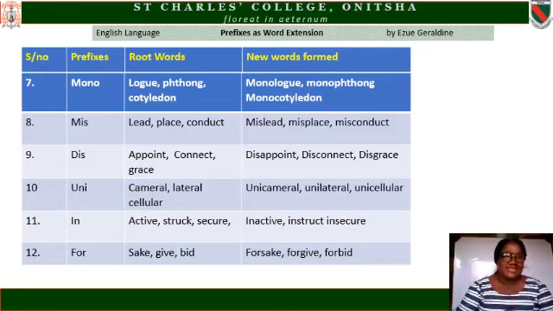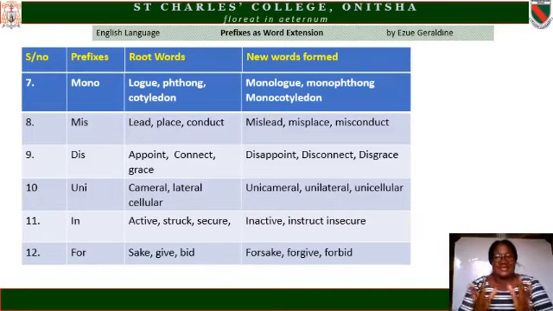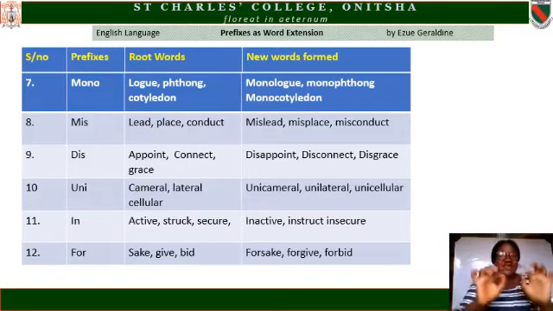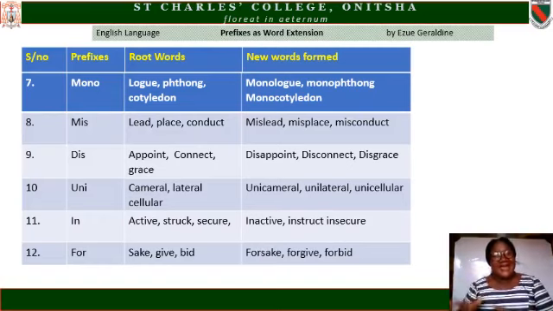The next one is mis. If we add mis to lead, place, conduct, it gives us a new word altogether. Now here we are not trying to say that it is only these three words. No, these are examples. There are so many other words we can form by adding these prefixes. And that's why the topic is prefixes as word extension. We need to extend this word, not just remain on lead. We have to add mis to give us mislead.